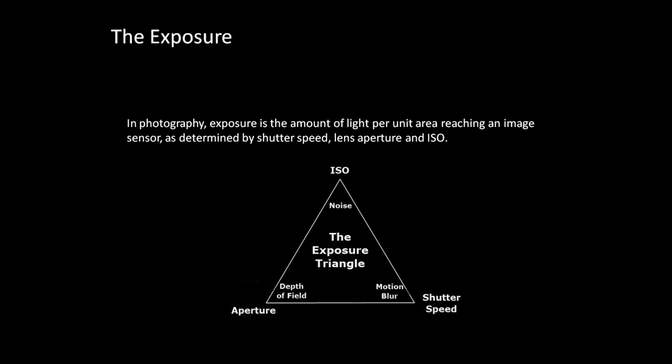In photography, exposure is the amount of light per unit area reaching an image sensor as determined by shutter speed, lens aperture and ISO. Each of the three aspects of the triangle relate to light and how it enters and interacts with the camera. It is at the intersection of these three elements that an image exposure is worked out.